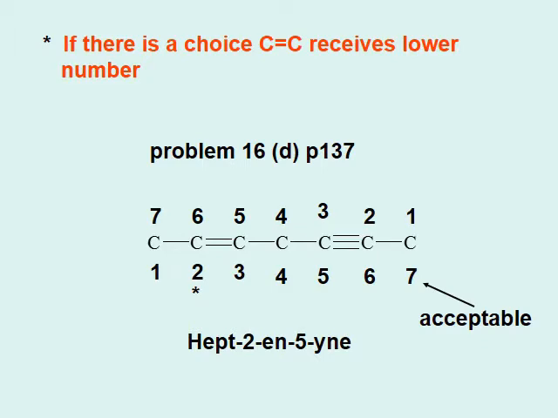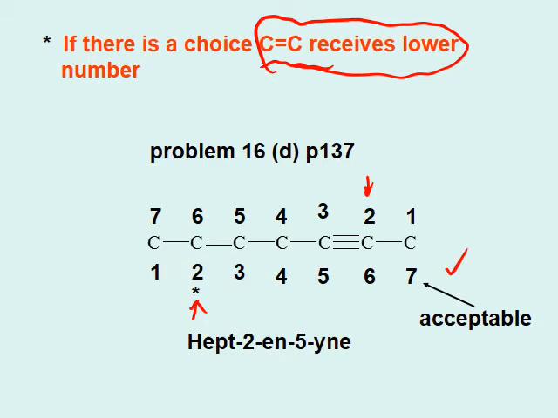Now, when there is a choice of numbering a multiple bond, C double bond C receives the lower number. So in this particular example given at the bottom, in the second location, if I start numbering from the right-hand side, the second location has a triple bond or alkyne. On the other hand, if I start numbering from the left-hand side, my second location would have a double bond or alkene functional group. So the rule says that if that happens, you give priority to the carbon-carbon double bond. So that's why we accepted the bottom set of numbering.